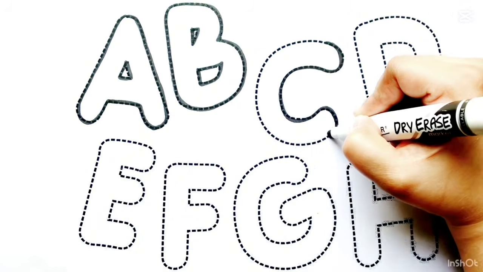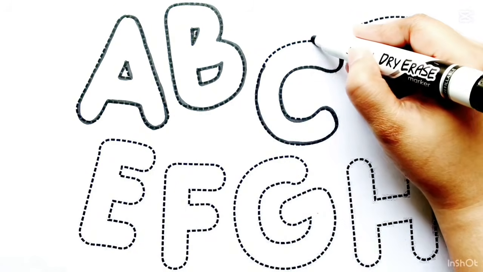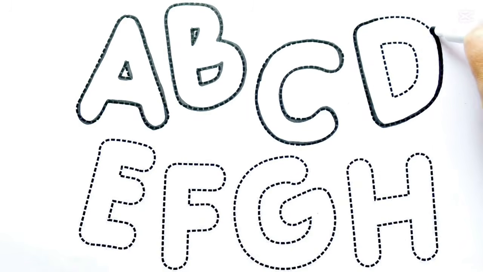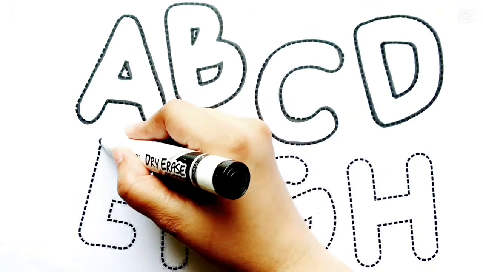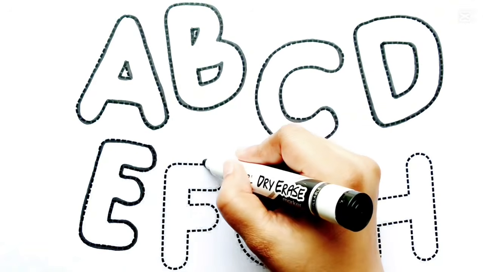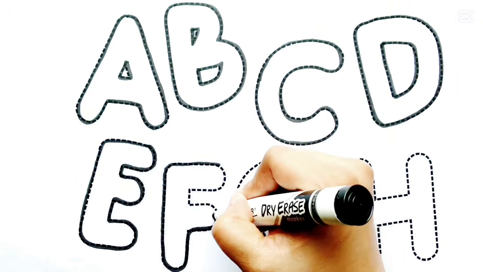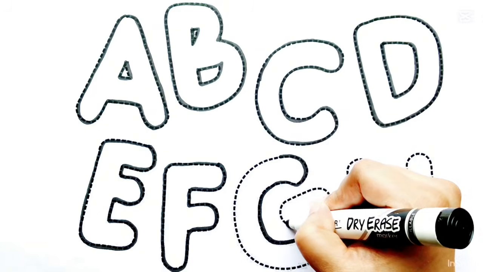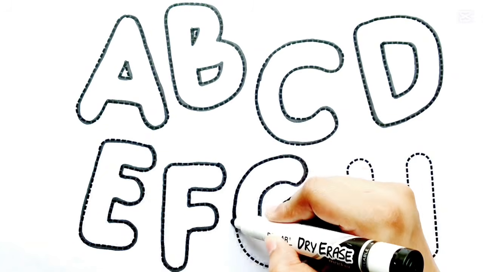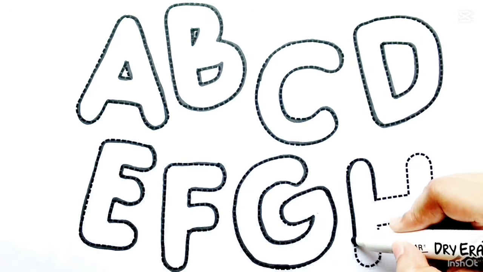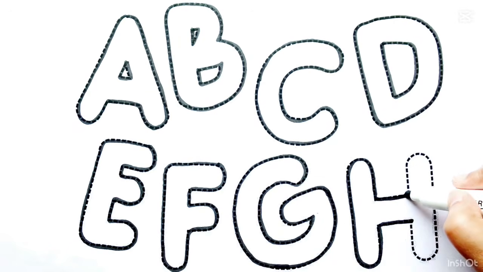C. C for car. D. D for duck. E. E for eagle. F. F for fish. G. G for ghost. H. H for house.